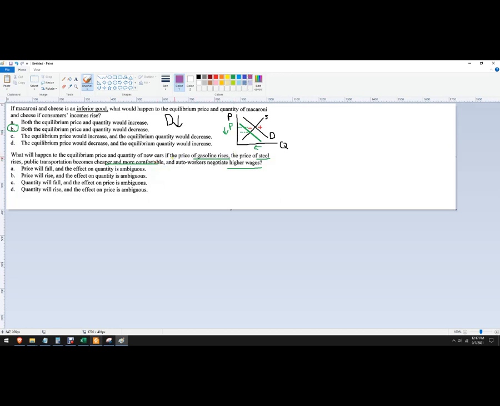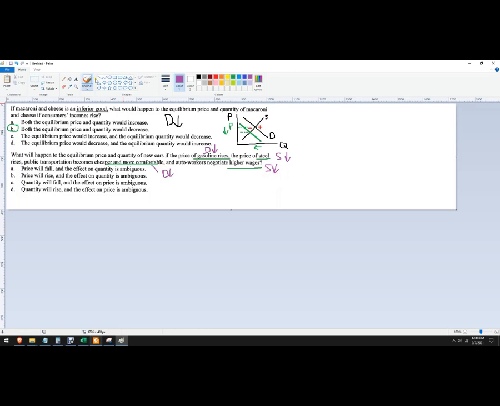We'll break it apart. We've got the price of gasoline rises. We're going to have a demand decrease. And then the next one that has to do with demand is public transportation, which is a substitute for driving a car. If that gets cheaper, there's going to be a demand decrease for the new car market. So we've got two situations where demand is falling. Then the price of steel rises. That's a supply decrease. It's going to get more expensive to produce those cars. And then auto workers negotiate higher wages. This is also going to be a supply decrease.